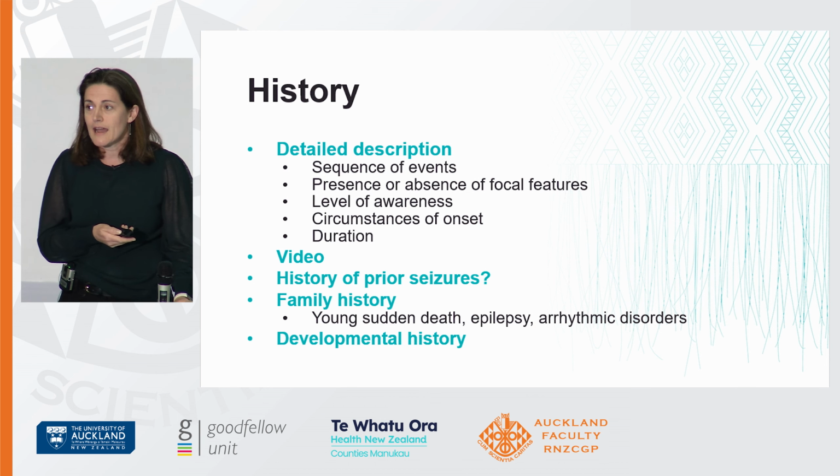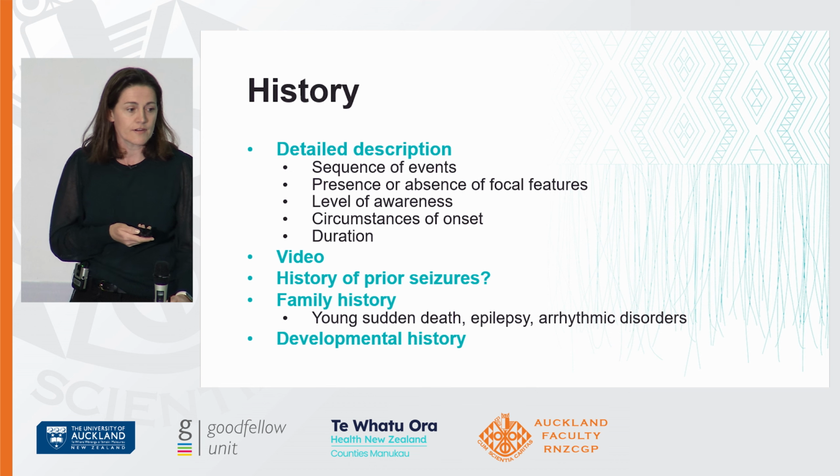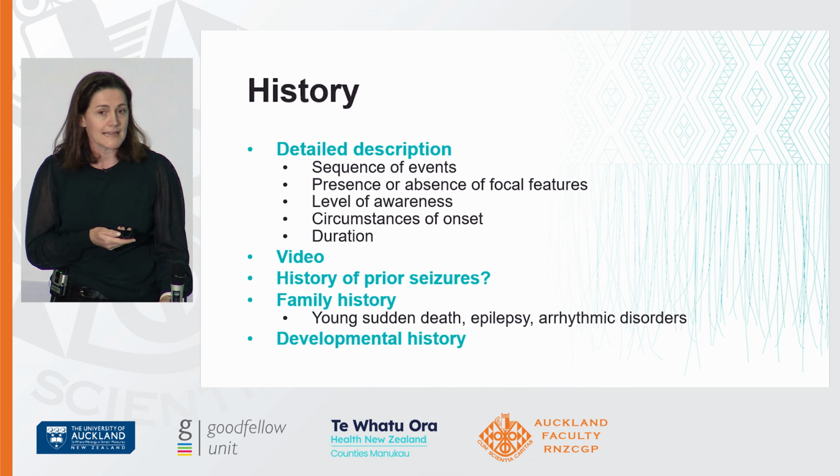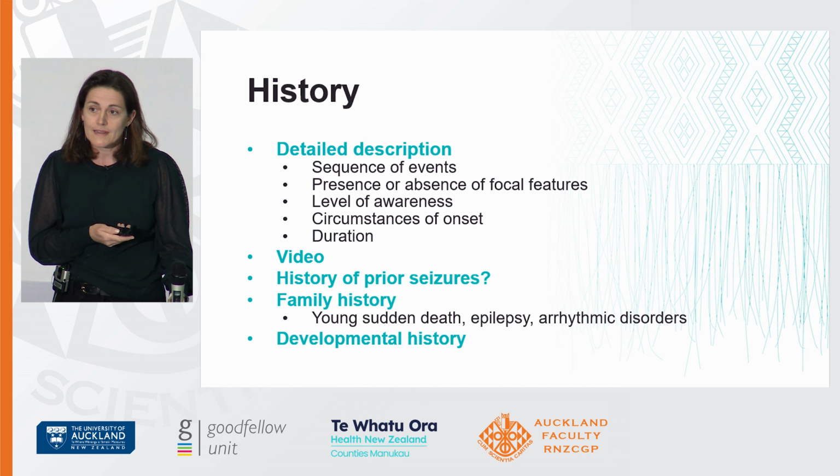The things that are going to help you make those decisions and differentials are your history. History is key. You want a really detailed description of events. What was the child doing at the onset of the event? Were there any focal features during the event? Did they have retained or altered awareness? Where did the event occur? Was it during sports? Was it at nighttime, daytime, from rest? How long did it last? How did it end? And what was the child like after the event? Were they drowsy? Did they recover immediately to their usual self?